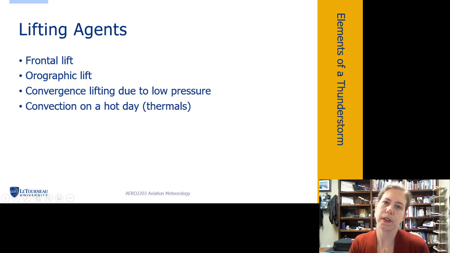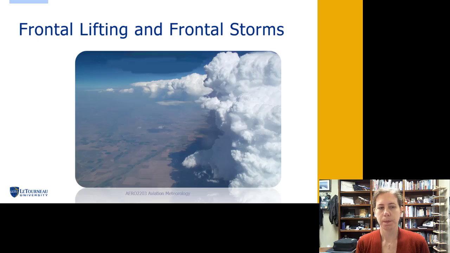Quick review of lifting agents. We talked about frontal lift, orographic lift, convergence lifting from low pressure, and convection on a hot day. So let's look at those in greater detail.